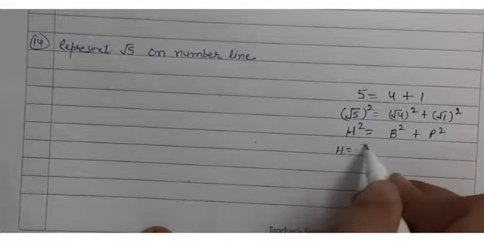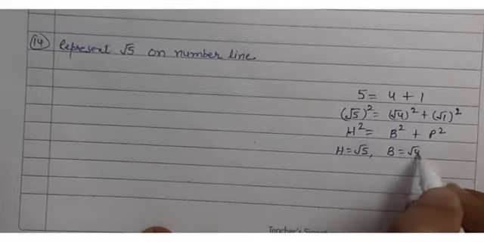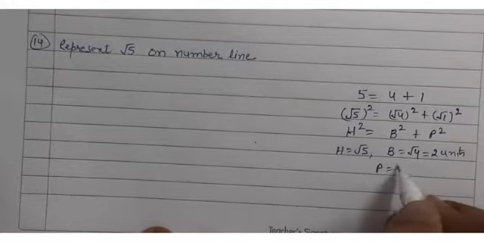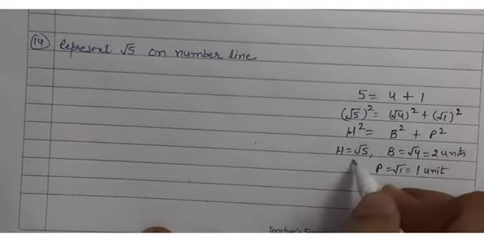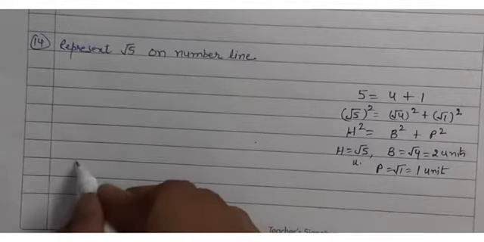Then what is h? H is under root 5. What is b? B is under root 4. Under root 4 means what? 2 units. And what is p? P is under root 1. And what is under root 1? 1 unit. So the hypotenuse is under root 5 units. Then again you draw one line.